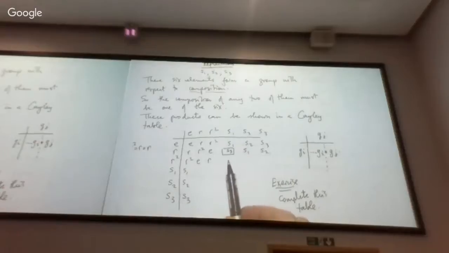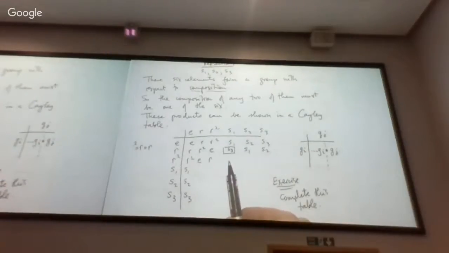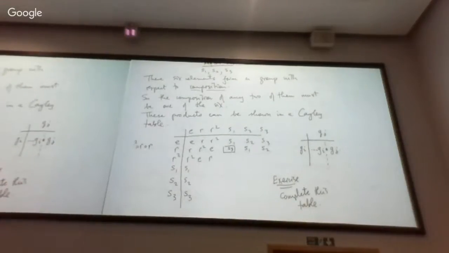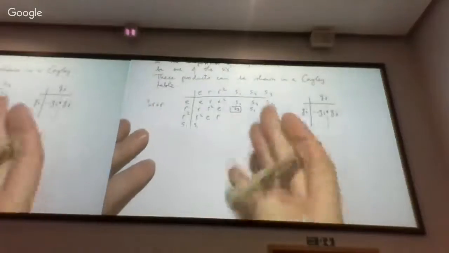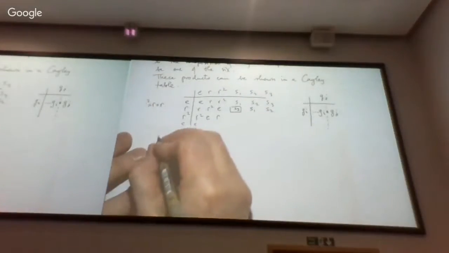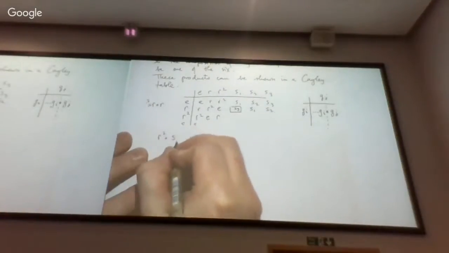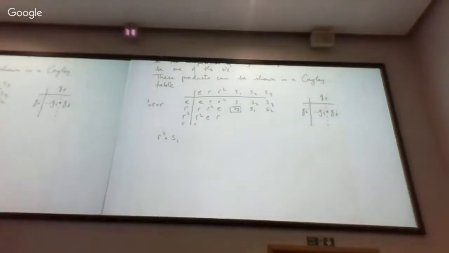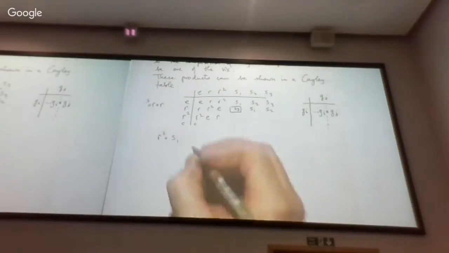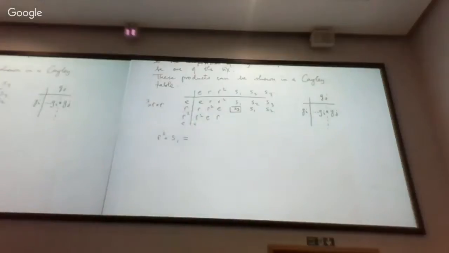So this entry here, this next gap where I'm pointing. This is the element r squared after S1. The thing that's going to fill that gap is r squared composed with the reflection S1. Now this is going to be another element in the group. The question is, what element?